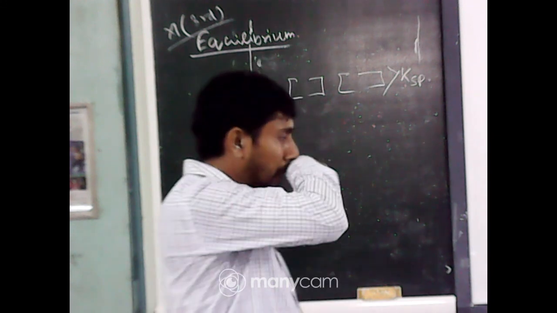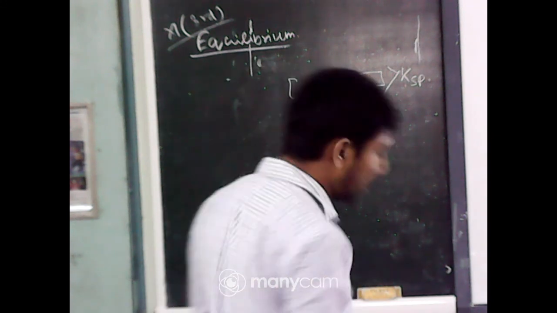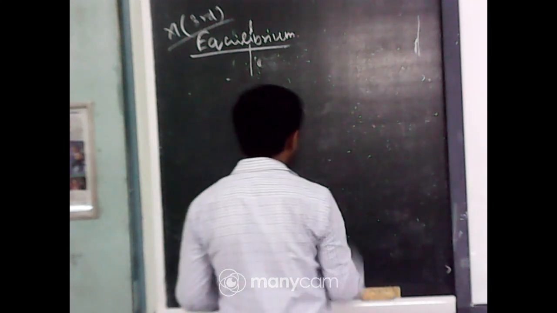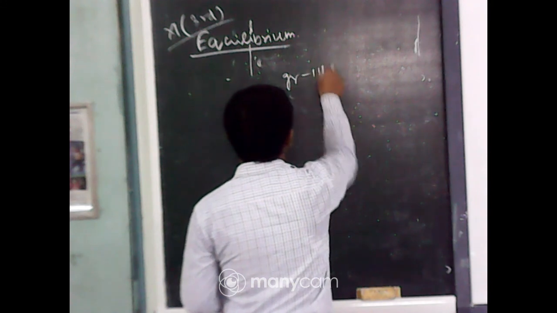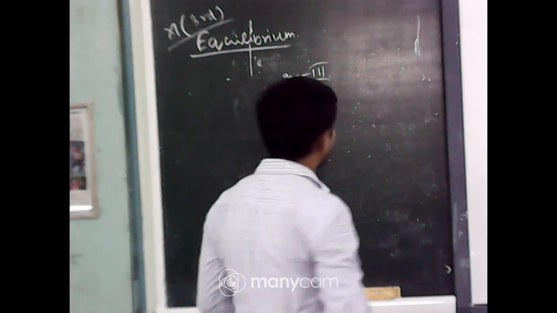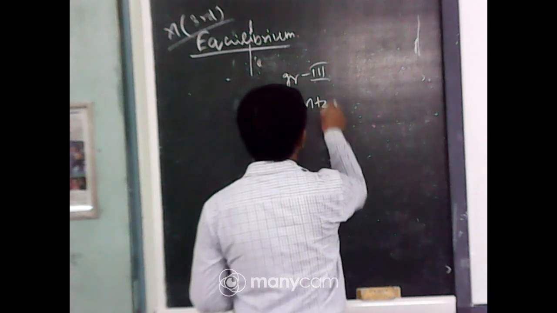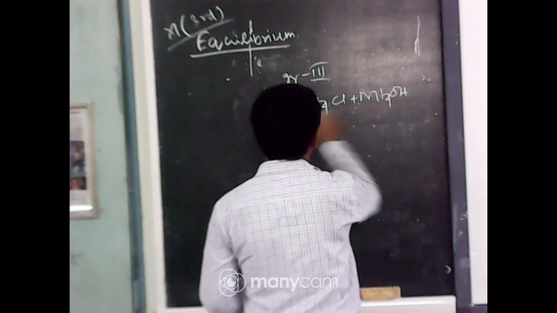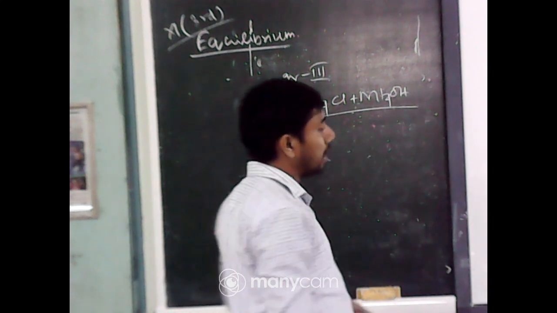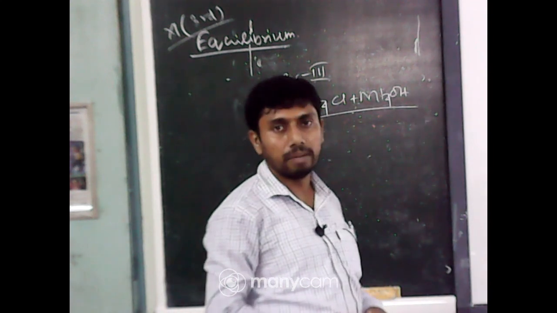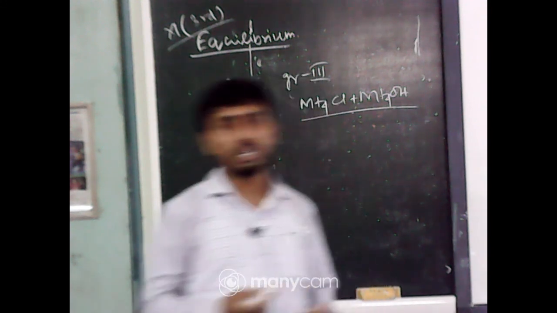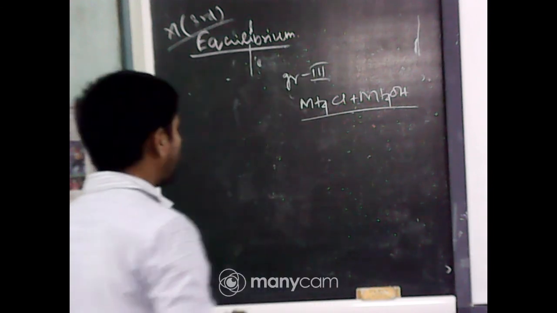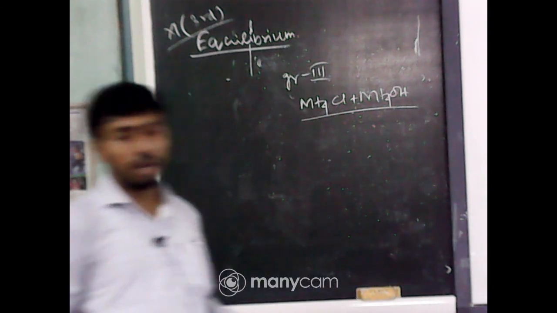And what is the use of buffer solution in qualitative analysis? So, in group 3 of qualitative inorganic analysis, we use NH4Cl plus NH4OH, the basic buffer, just to maintain the proper pH of the medium, because we want to deposit group 3, that is iron and aluminum, in hydroxide form. So, the proper pH should be maintained for this.